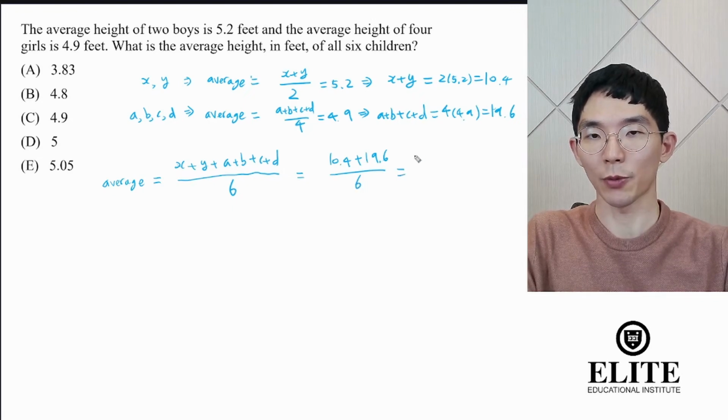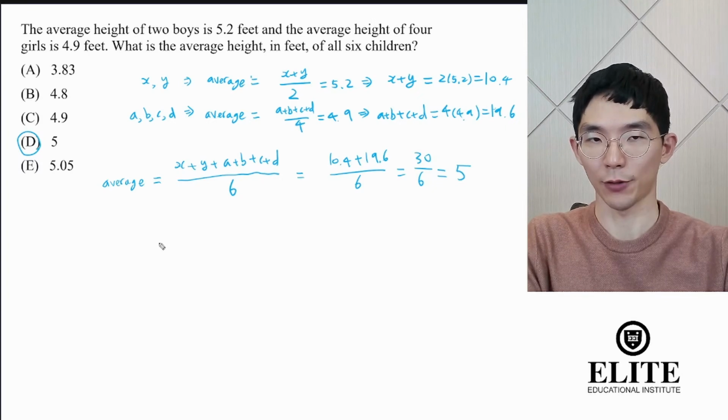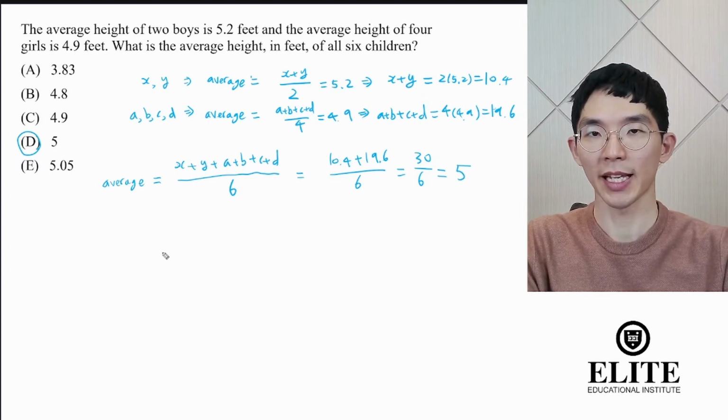So therefore it's going to be 30 over 6, which is equal to 5. And that is my average. Hence the answer is D.